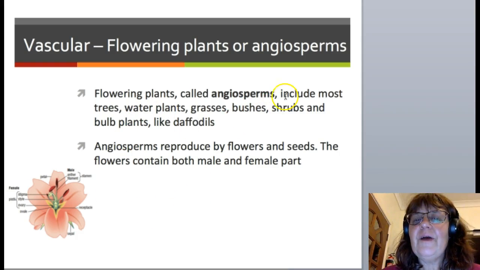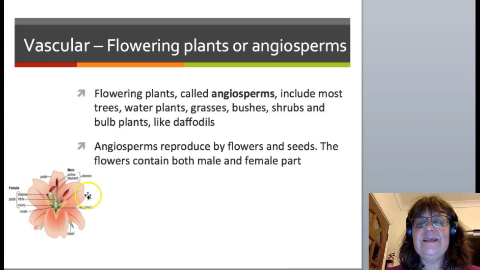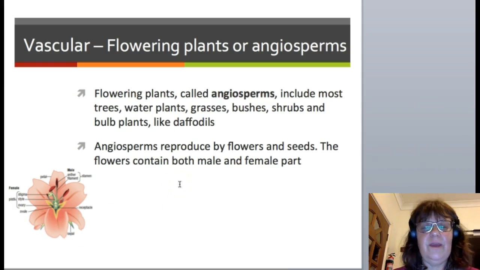Angiosperms are the other kind of vascular plants, and these are the ones that we normally think of with flowers. So they can be grasses, bushes, shrubs, bulbs. Angiosperms have got flowers and they've got seeds. And believe it or not, the flowers contain both a male part and a female part as well. It's a bit weird, isn't it? Okay.